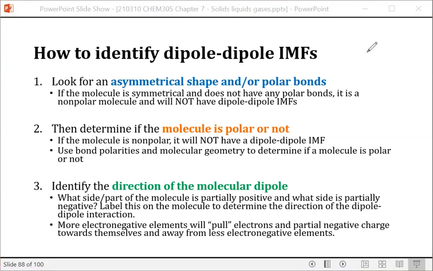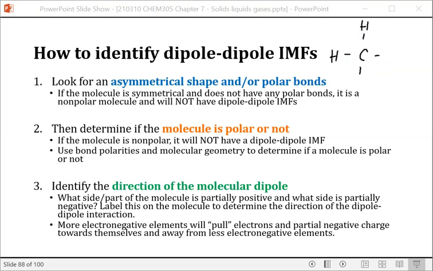So for example, let's draw CH4. CH4 has all nonpolar bonds. Each carbon to hydrogen bond is nonpolar. So all of the bond dipoles, they're going to be super tiny, right? Nonpolar bonds, but carbon's a little bit more electronegative than hydrogen. So a little bit of electron pull towards the middle. But since the shape is symmetrical, it's a perfect tetrahedral, all these bond dipoles cancel each other out and you end up with a nonpolar molecule.